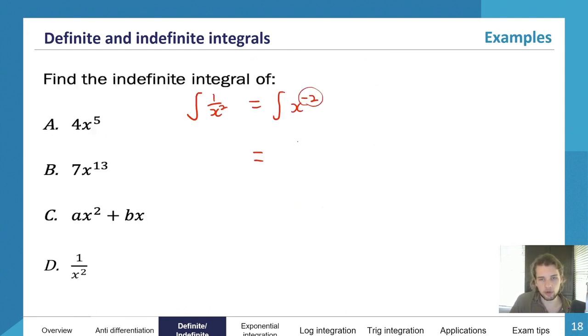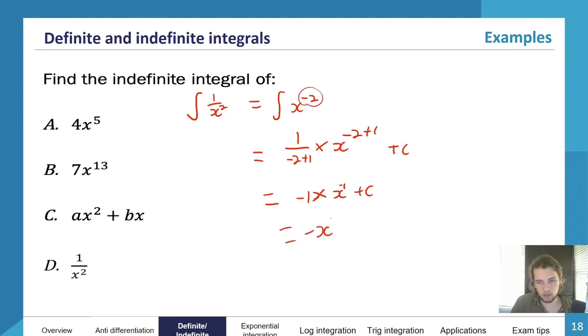So this is equal to 1 over minus 2 plus 1 multiplied by x to the power of minus 2 plus 1, plus c, which is equal to minus 1 times x to the power of minus 1, plus c. So that is minus x to the power of minus 1 plus c. And hopefully that is all correct. I could have made a mistake, as you do, but I think generally that's the idea that we're going with here.